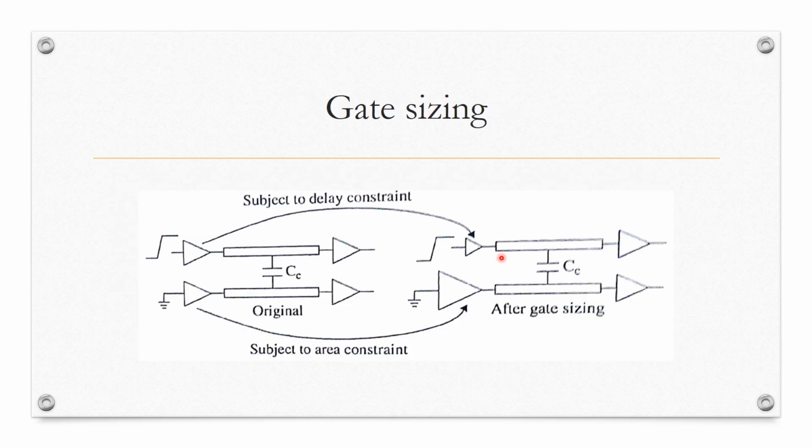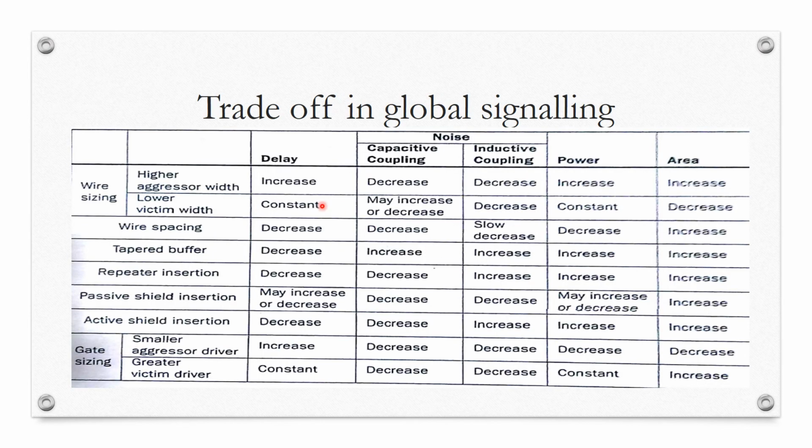Then finally we will see the effect of gate sizing. You can reduce the size of the driver, or we can increase the size of the victim in order to improve the noise. And then finally we will see the summary: what is the impact of wire sizing, wire spacing, tapering buffer, repeater insertion, passive shield insertion, active shield insertion, and gate sizing on the delay, coupling noise, power and area. So thank you very much.